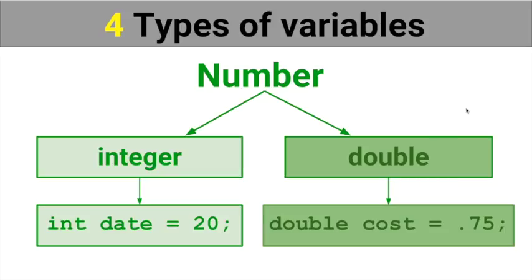The next we have number variables, and there's two types of numbers. We have integers, which are whole numbers, so there's no decimal point here, and then there's doubles, and they sometimes are called floating integer or floating point variables, and that's because the decimal point can vary in location.